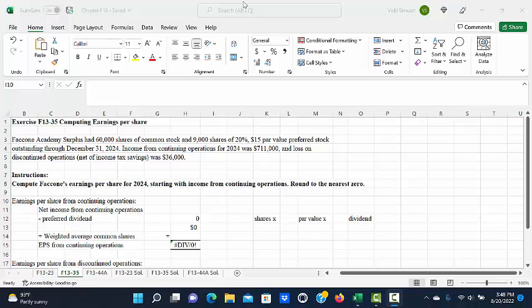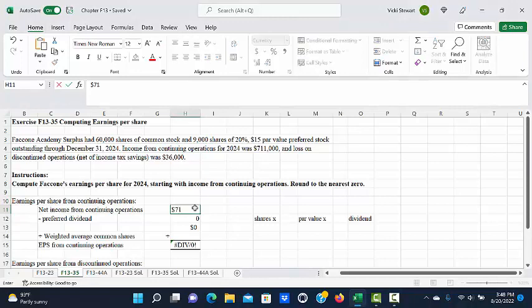In the instructions, it asks us to compute Pecan's earnings per share for 2024, starting with income from continuing operations, and round to the nearest cent. So we start off our calculation with net income from continuing operations, which the problem gave us, of $711,000. Next, we're going to need to compute the preferred dividend.